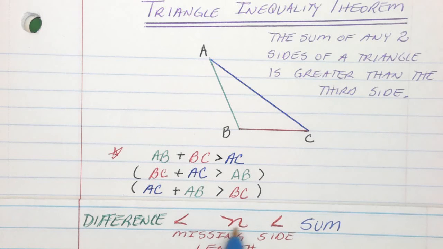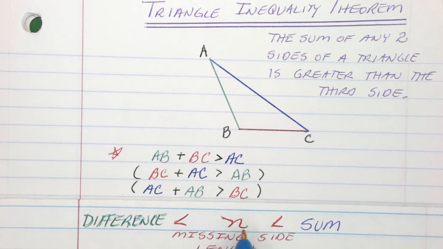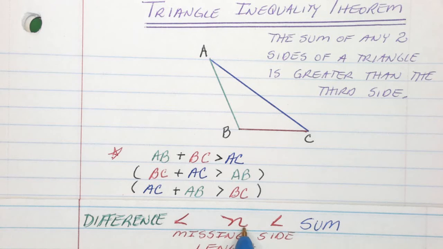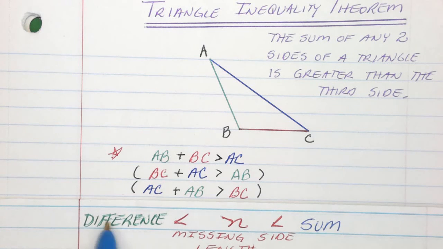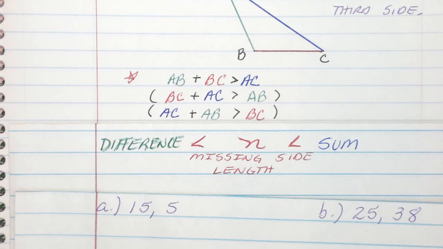So the missing side length n, we've already determined, since the sum has to be greater, the two shorter sides' sum has to be greater than the longest. If n were the longest, it has to be less than the sum. Likewise, if n were the shortest length, it would have to be greater than the difference between the two to make sure the triangle could close. So let's try a couple problems and see how it looks.